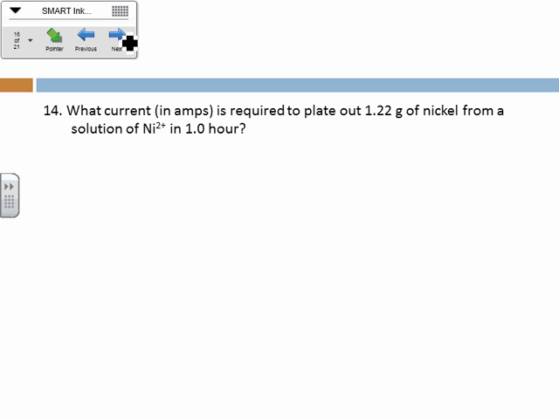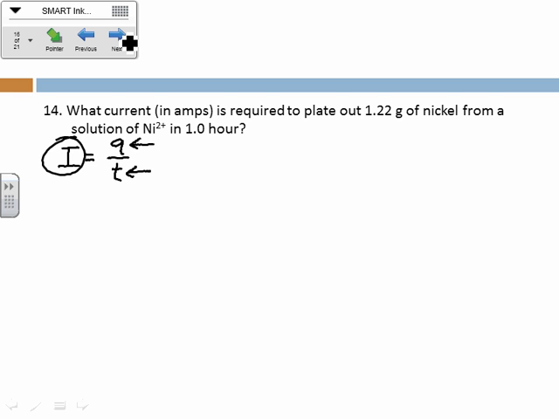Alright, now we're getting into the electrochemistry stuff. What current in amps is required to plate out 1.22 grams of nickel from a solution of nickel 2+ in 1.0 hours? They're asking us for the current here, which means eventually we're going to be using I equals Q over t. We're going to be solving for this. In order to solve for that, we need to know our charge in coulombs, and we need to know our time in seconds.